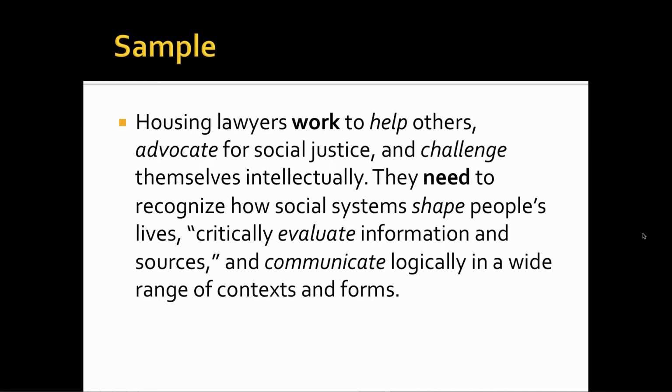So the first sentence is our reason sentence, and it identifies 3 reasons: help others, advocate for social justice, and challenge themselves intellectually. You don't have to have 3 reasons for work, but I'd want you to have at least 2. The second sentence looks at skills from the general ed outcomes page, and I particularly chose critically evaluate information and sources and communicate logically in a wide range of contexts and forums, as well as recognize how social systems shape. So notice the verbs recognize, evaluate, communicate.